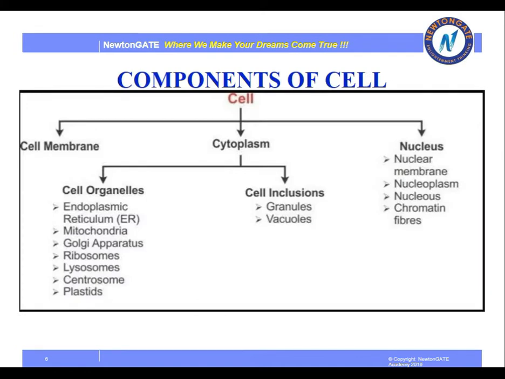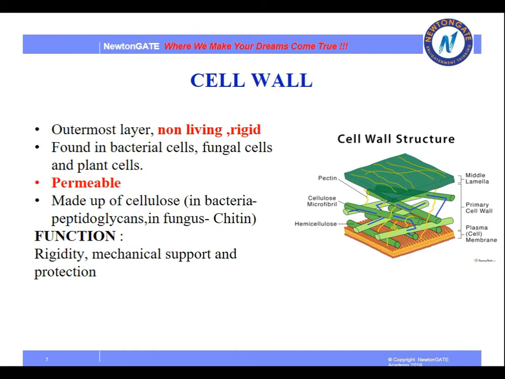Here is a tabular form that describes the components of cells. Cells consist of the cell membrane, cytoplasm and nucleus. Cytoplasm is further divided into cell organelles and cell inclusions, and the nucleus is divided into nuclear membrane, nucleoplasm, nucleolus and chromatin fiber. Let's know more about the cell and the organelles it consists of.